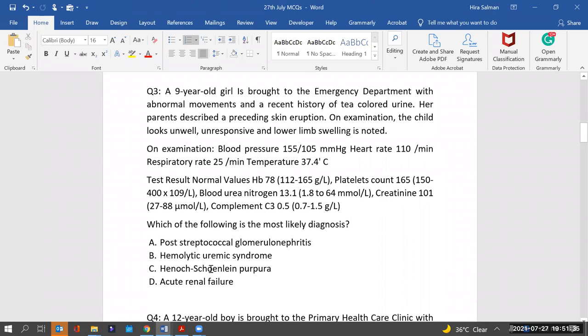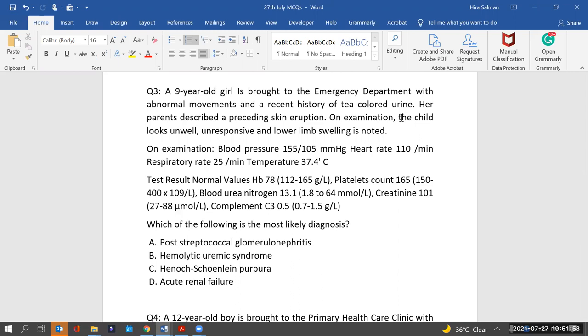Next question says, a nine-year-old girl is brought to the emergency department with abnormal movements and a recent history of tea-colored urine. Now you have seen all the presentations: brown urine, cola-colored urine, and tea-colored urine. Her parents describe a preceding skin eruption. Now she was having this skin eruption. So skin involvement was there.